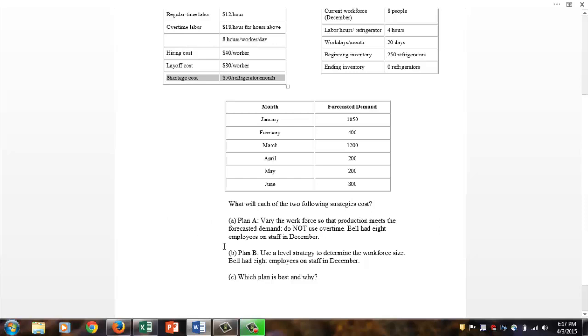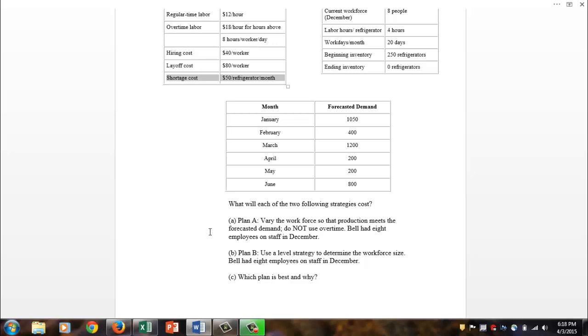But if you scroll down to the bottom here, Plan A and Plan B are just like Deb's problem. Plan A said vary the workforce so that you meet demand, do not use overtime. And here's 8 employees on staff in December, because we're going to start off with January, but we need that. How many people did we start before?